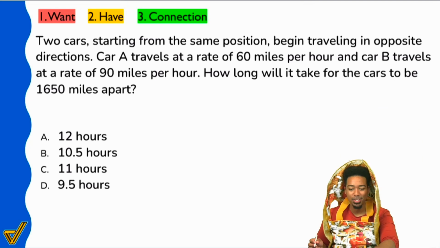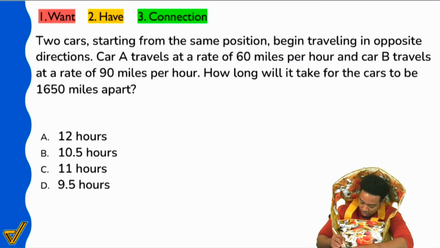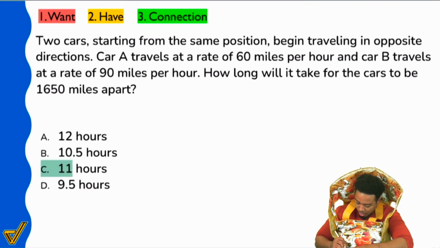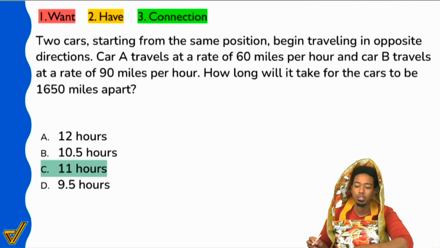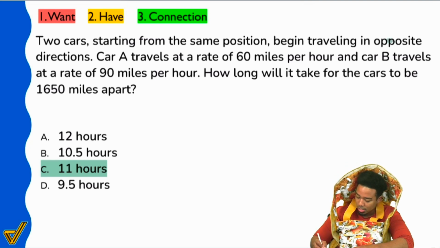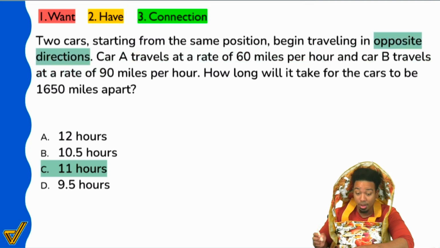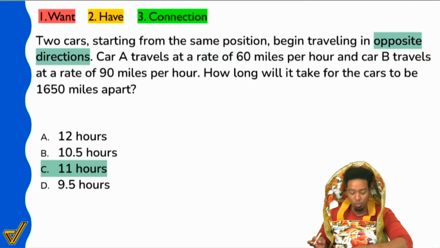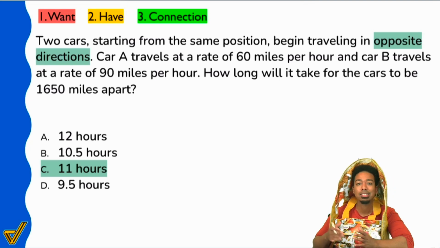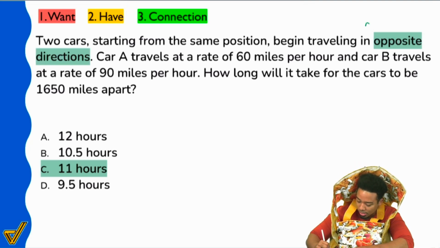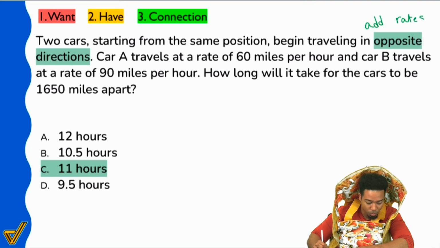So the final answer here for this question is going to be C, 11 hours. And here's why. So for those of you that thought that this was a very similar question to what we did yesterday, it is. But the only difference here is that it says that we are traveling in opposite directions. Right there. We are traveling in opposite directions, meaning that the distance is added together and so are the rates. Opposite directions means add the rates.